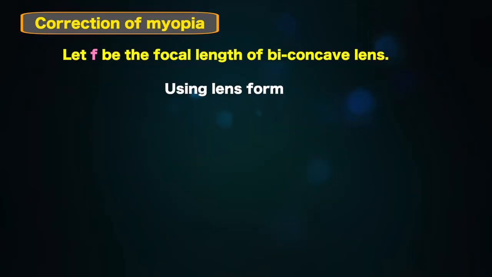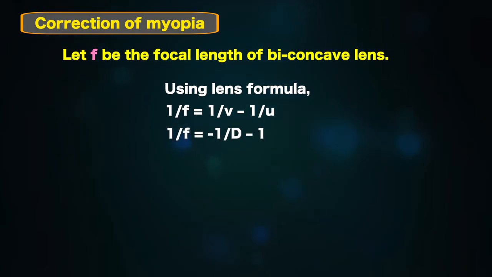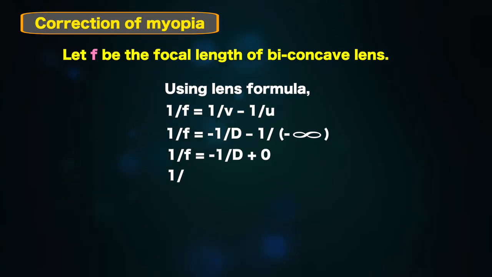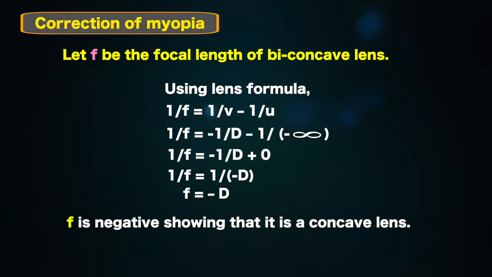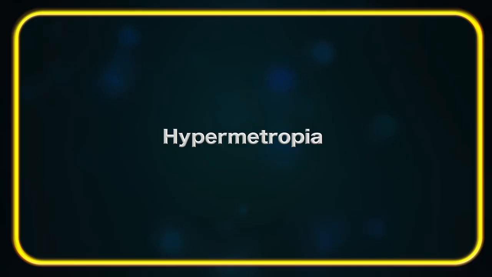Using the lens formula, 1 by f is equal to 1 by v minus 1 by u. 1 by f is equal to minus 1 by d minus 1 by infinity. 1 by f is equal to minus 1 by d plus 0. 1 by f is equal to 1 by minus d. Therefore, f is equal to minus d. Here, f is negative, showing that it is a concave lens.